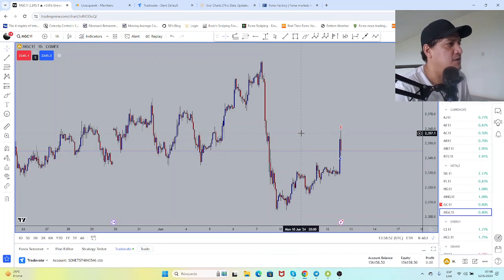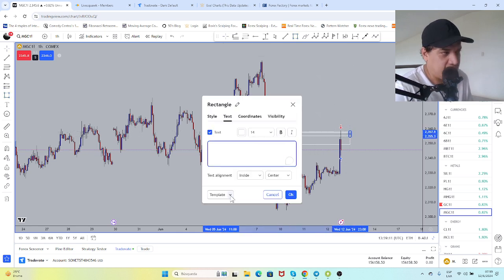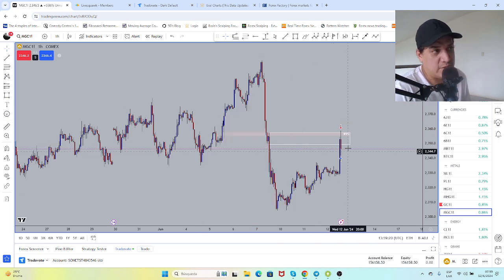On the hourly chart, right here we have this order block. Right here we have this order block, boom, mitigating that OB. We have an inverted fair value gap also here on the hourly chart right there. So we do have a high time frame point of interest. IFVG, there you go. We do have a high time frame point of interest.